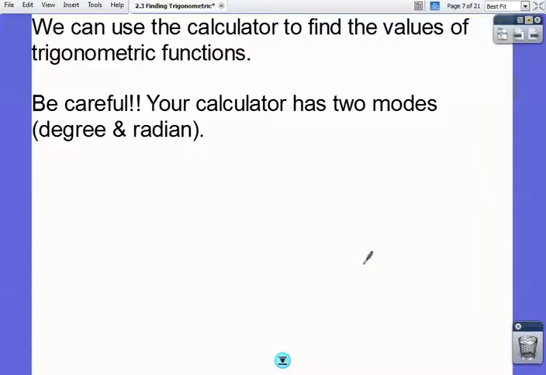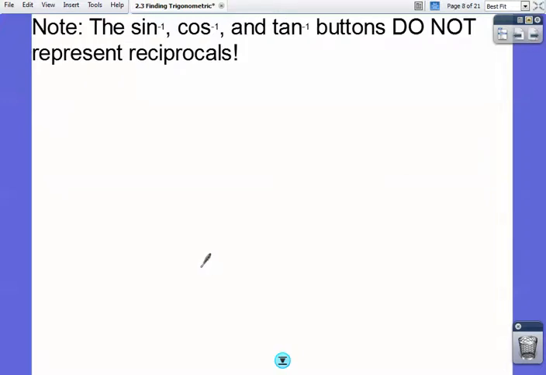We can use our calculator to find values of trig functions, but always make sure you're in degree mode for now. Later on in the course we'll get into radian mode, but right now we have to be in degree mode. If you're in the wrong mode, every answer you give me will be wrong. So always watch that. Other thing to be aware of, sine to the -1, cosine to the -1, and tangent to the -1 are not reciprocals. So if you're trying to find cotangent, do not hit tangent to the -1 and think that means 1 over tangent. It doesn't work that way. So just note, don't use those buttons for now. They're not going to give you what you think they're giving you. Don't use sine, -1, anything with -1. Right.